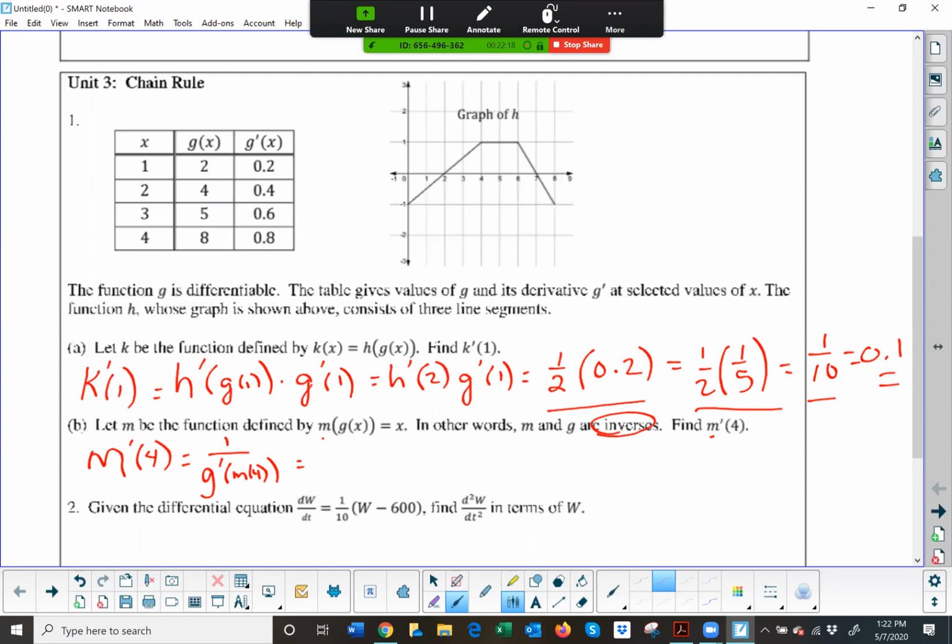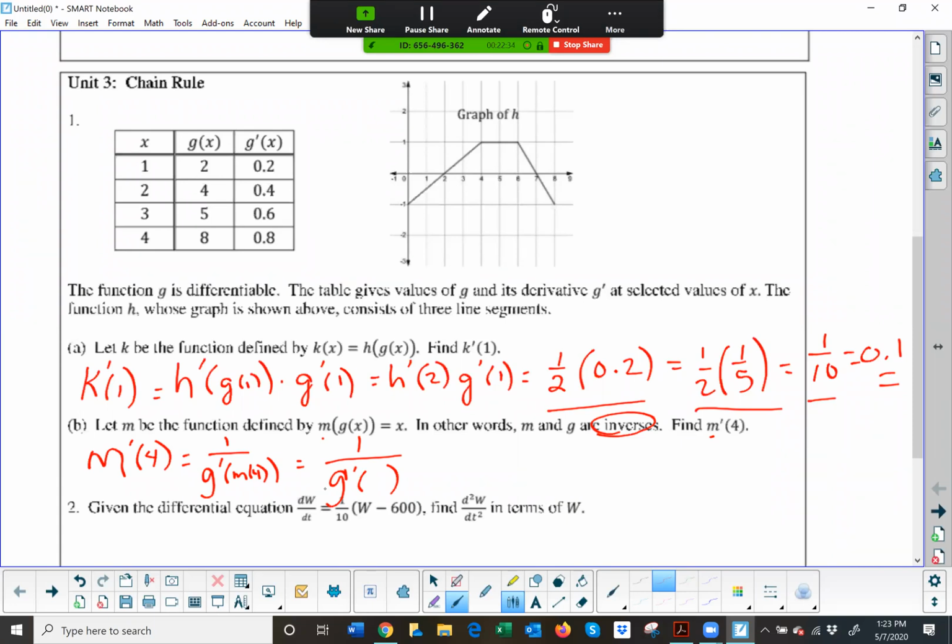So now what I've got to do is figure out where I'm evaluating G at. G prime of what number? And this is the tricky part. They didn't give us an ordered pair this time. I like ordered pairs because that makes my life a little bit easier.